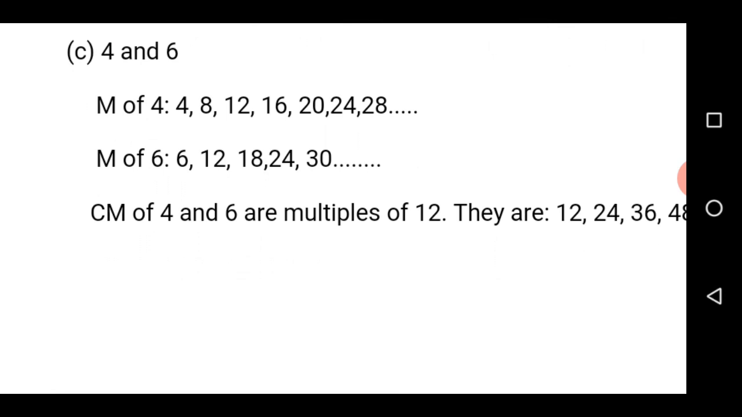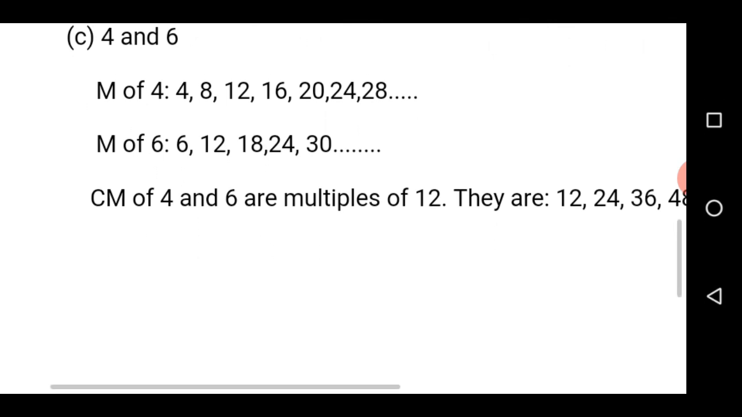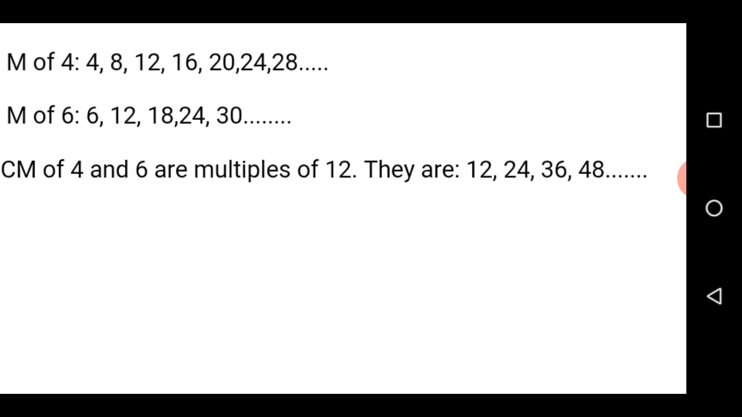So let us now find the multiples of 6. Multiples of 6 are 6 times 1, 6, 6 times 2, 12, 6 times 3, 18, 6 times 4, 24, 6 times 5, 30. So we can still have more. It means the multiples of 6 are 6, 12, 18, 24, 30, and so on. So let us now find the common multiples of 4 and 6.